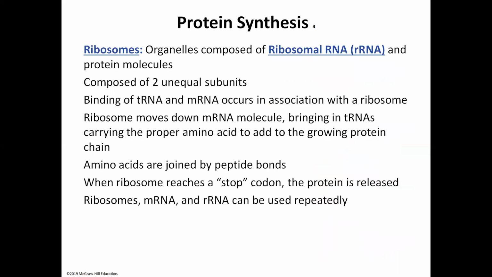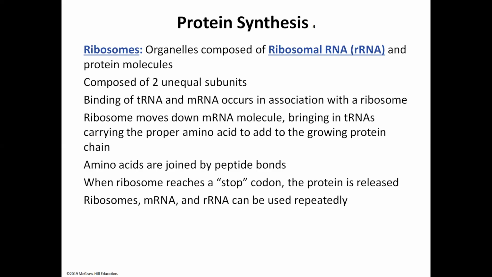Now, when we think about protein synthesis, as I said before, we think about ribosomes. They are the ones that help us to actually compose the protein or make the protein. And there's different parts of it that are made up in these protein molecules. They're called rRNA, or ribosomal RNA. And it's basically just two subunits that come together. But when we have this association with the ribosome, that's when you have the binding of tRNA and mRNA. And again, the tRNA brings the amino acid to the ribosome. The mRNA serves as the template.